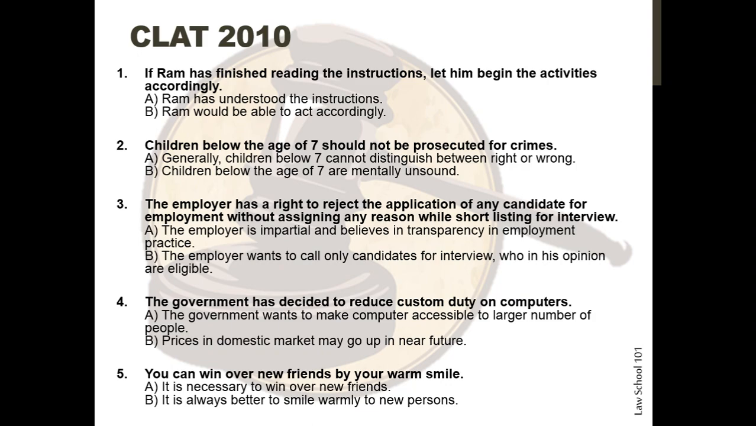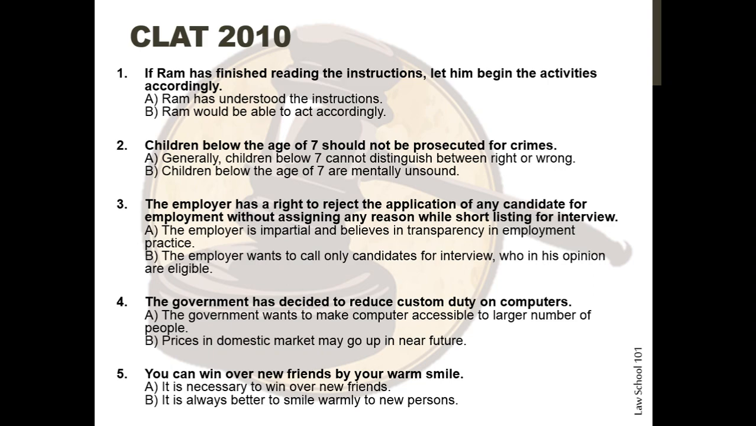This is a pretty confusing question because some people think that both the options are correct. Let's read through this. Option A says that the employer is impartial and believes in transparency in employment practice. Some people find this assumption to be very true, find this option to be a valid assumption. Well, it is totally not.